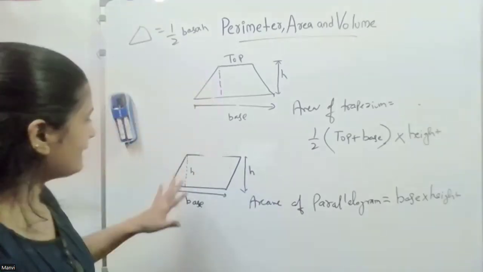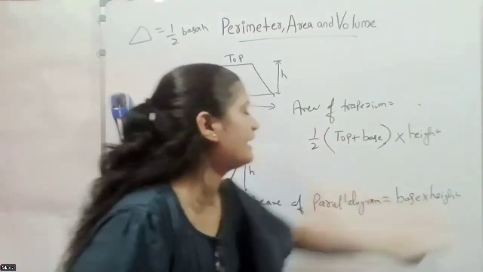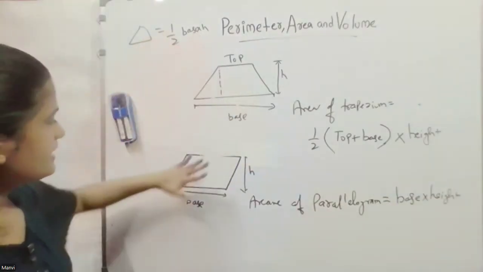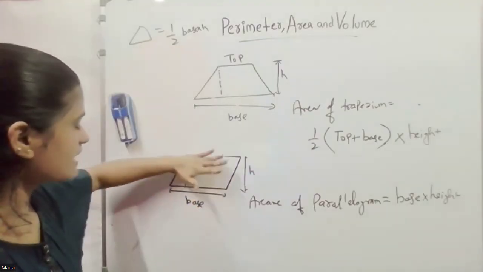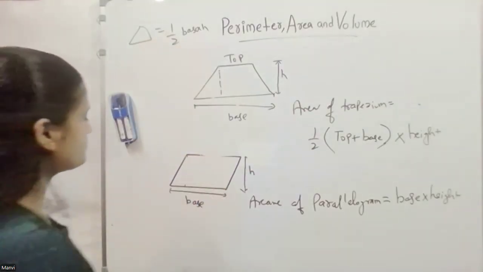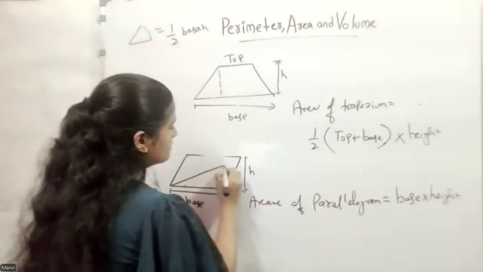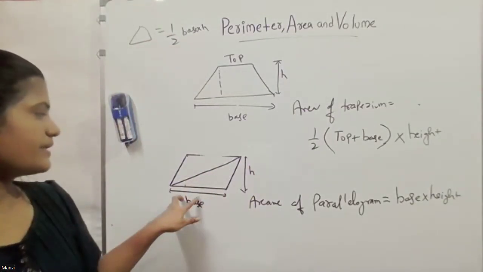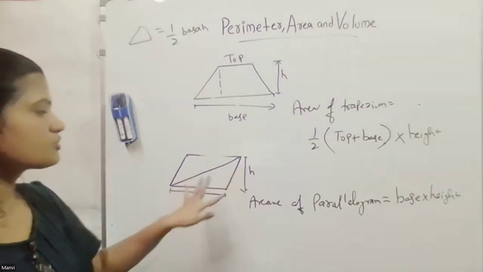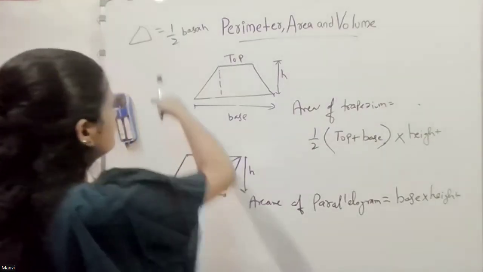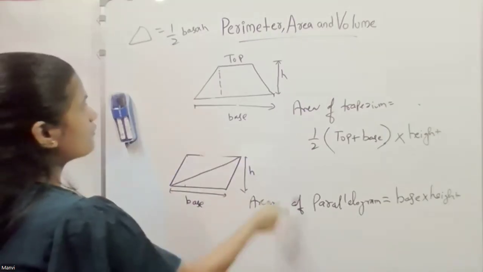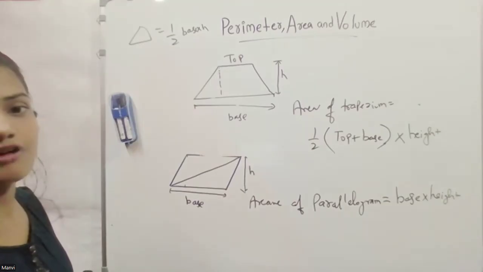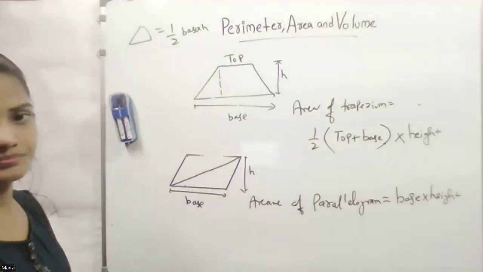You know why this parallelogram is just base and height and why this triangle is half base and height? Because Kavya, in this parallelogram, we can draw two triangles. This is the base, that is the height. So two triangles, that's why. One triangle is half of this parallelogram area. That's why we say half of base and height.